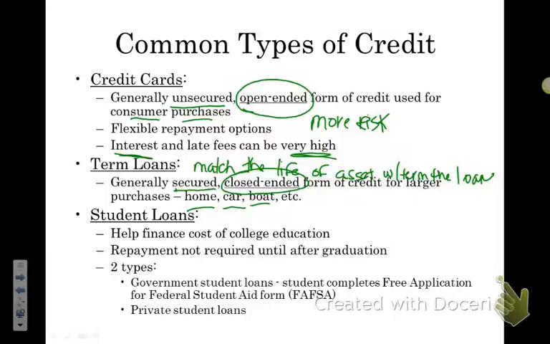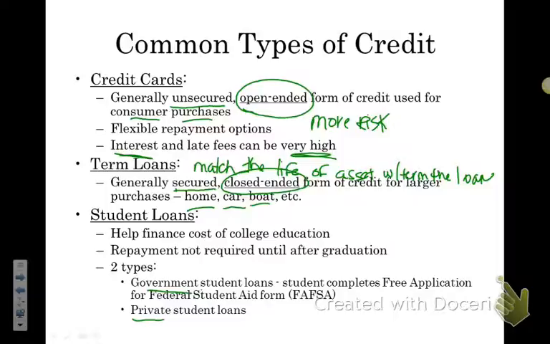Then we also have student loans, which help to finance the cost of an education, your college education. Typically speaking, the repayment is not required until after graduation. Okay, and there are two different types of student loans. There are basically government student loans, and then private student loans, which are issued by banks. With the government student loans, they always tell you to file the FAFSA, okay?